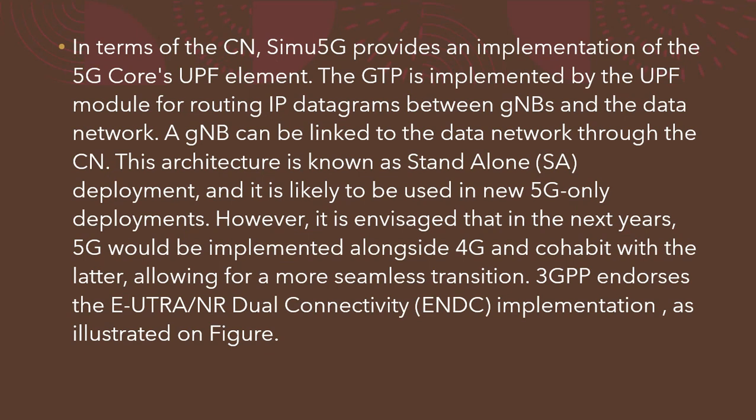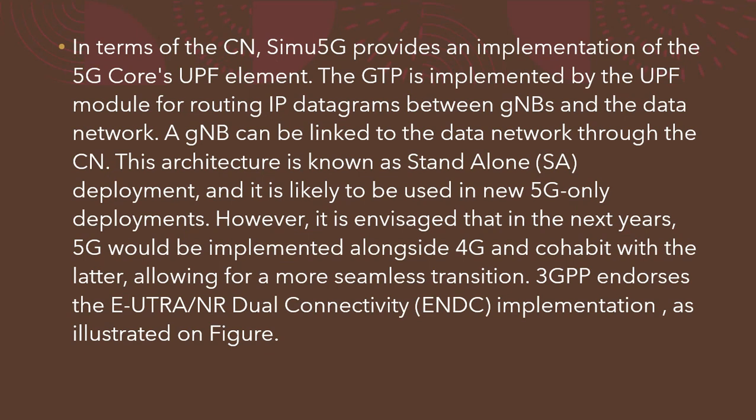Simulator 5G provides an implementation of the 5G core's UPF elements. The GTP is implemented by the UPF module for routing IP datagrams between gNBs and the data network. A gNB can be linked to the data network through the core network. The architecture is known as a standalone (SA) deployment. It is likely to be used in 5G-only deployments.